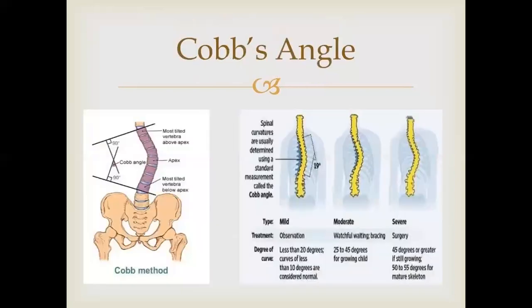Moving on to the Cobb's angle, it is used to evaluate the curvature of the spine. As you can see, for the Cobb's angle, we start from the most tilted vertebra above the apex and the most tilted vertebra below the apex. As you can see, the parallel lines from these tilted vertebrae produce an angle which is known as the Cobb's angle.